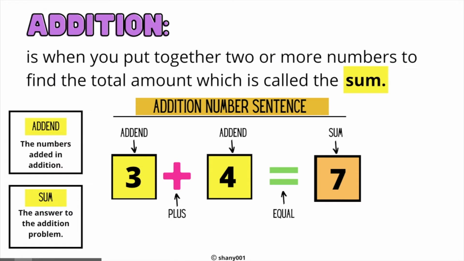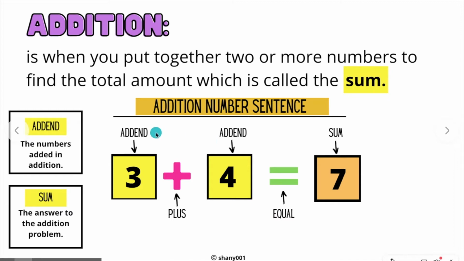Addition is when you put together two or more numbers to find the total amount, which is called the sum. And this is what an addition number sentence looks like. You have an addend, a plus sign, an addend, an equal sign, and then the sum. So what do you think the addends are?